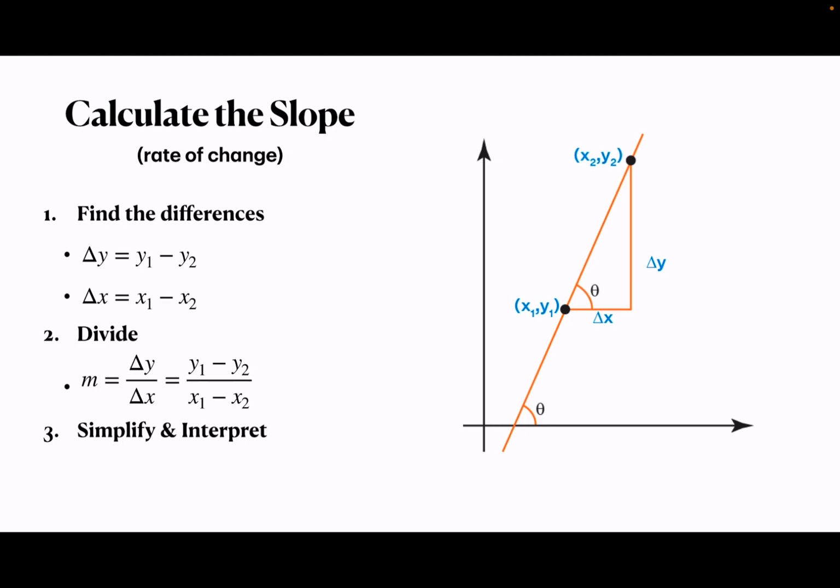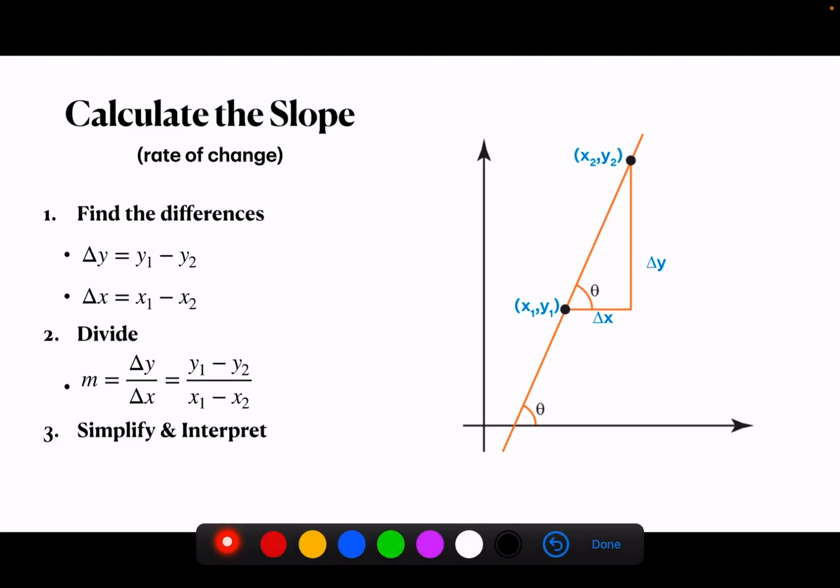So how do we calculate the slope? Well, first of all, what is the slope? The slope is also known as the steepness. So the more steep something is, it either becomes a larger positive number or a much lower negative number. And the closer we get to zero, the less steep it becomes.